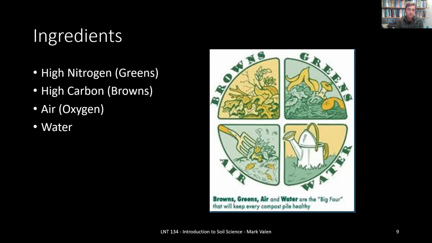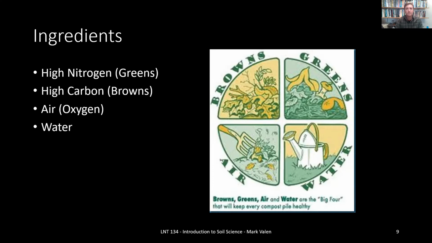We also like to have high carbon material, which we would call the browns. That's the dried up plant material, and that has its own function. In particular, the carbon has the energy. And also, when you have a good mix of high nitrogen, high carbon material, you tend to also have a good balance of the other two ingredients, which are air and water. And both of those are necessary for the living organisms to do the decomposition.